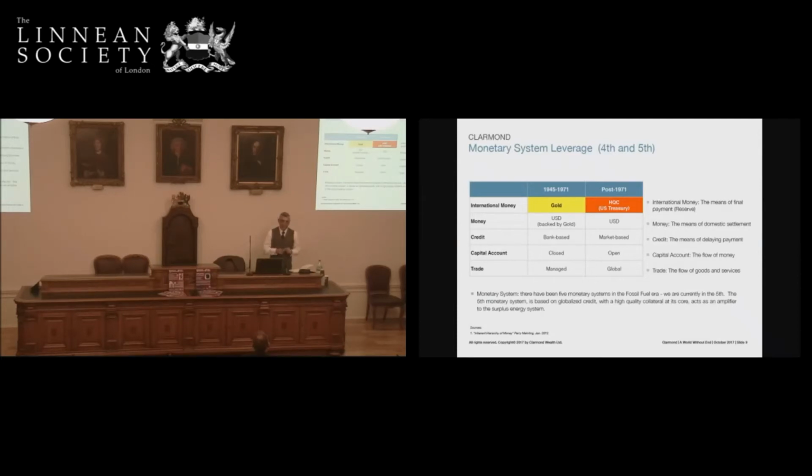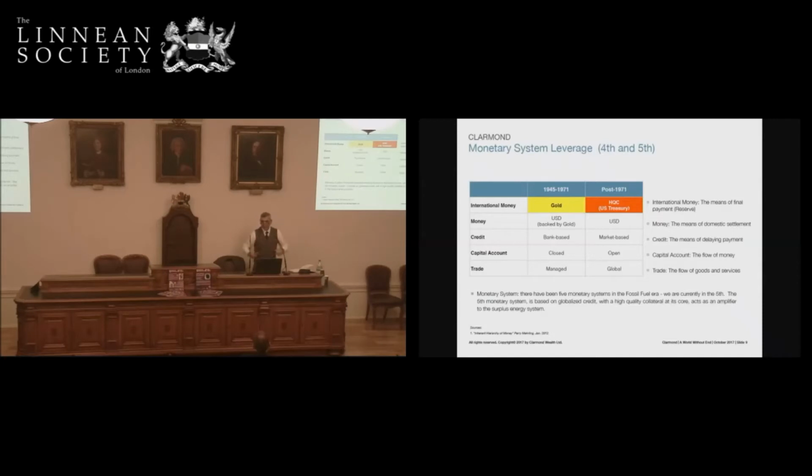Everyone has domestic money. That's the money we all use to settle our payments. What was credit in the 4th system? It was all coming out of banks prior to 1971. Today, credit is not made in banks. It is made in the marketplace. There is a big difference, because the banks can only create so much leverage. The market system can create much more leverage. In the past, the capital account was closed, meaning you could not take money out of the UK prior to 1975.